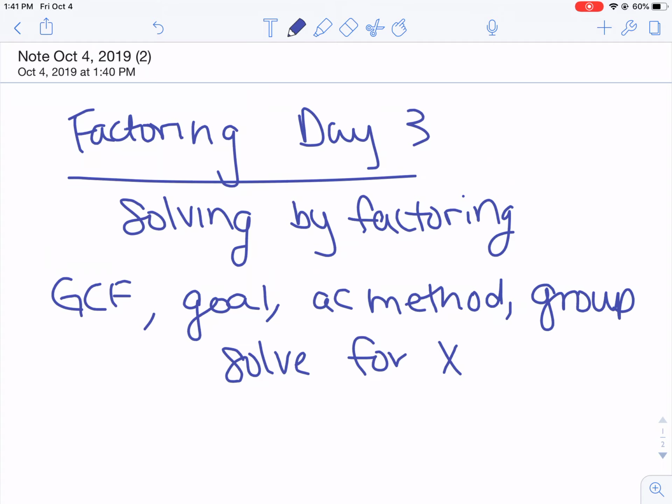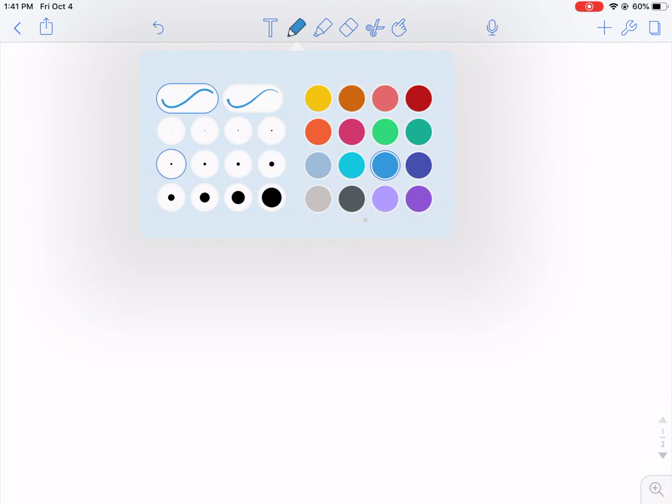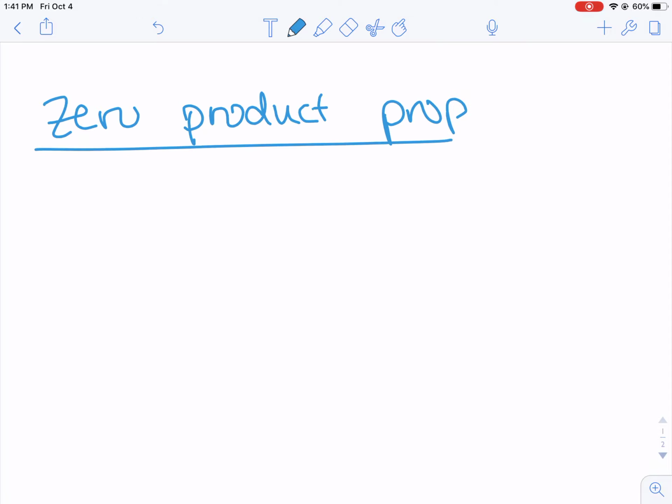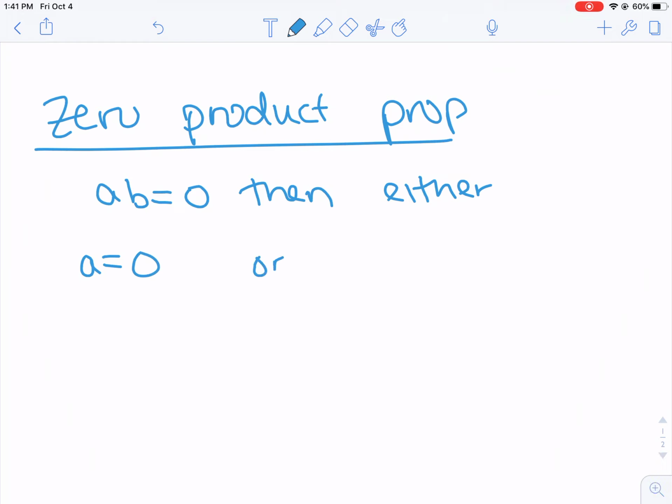Okay? So in order to do this, we have to know one really big thing, and it's called the zero product property. So the zero product property is what allows us to be able to solve something. So the zero product property says if I have two numbers, a times b, and a times b equals 0, then either a has to be 0 or b has to be 0, okay?